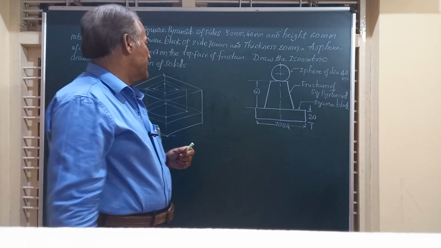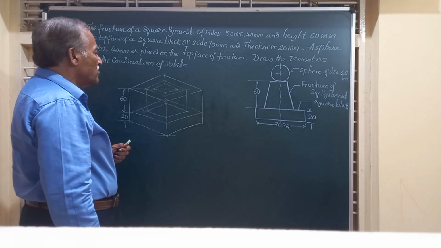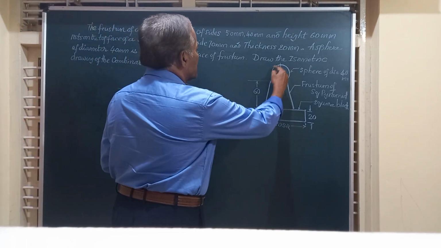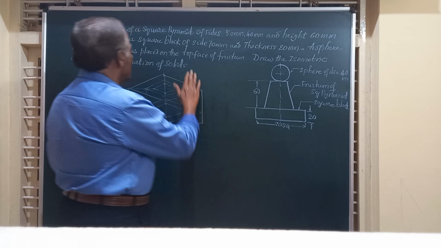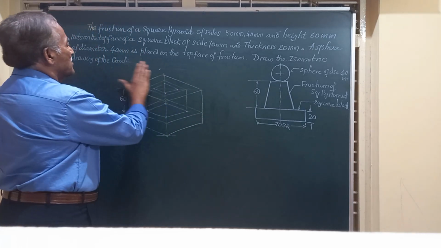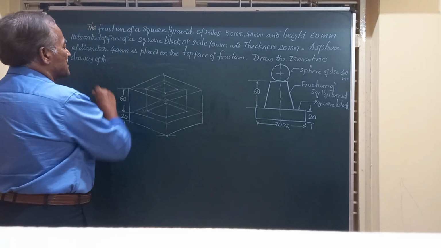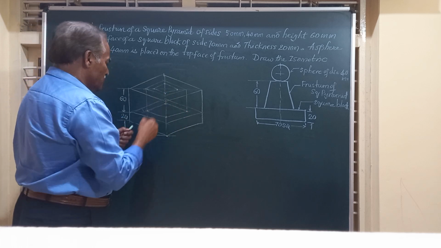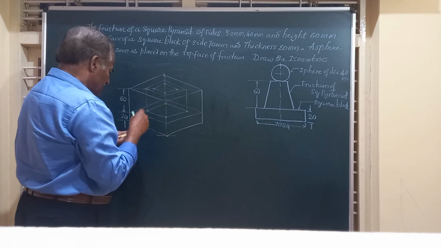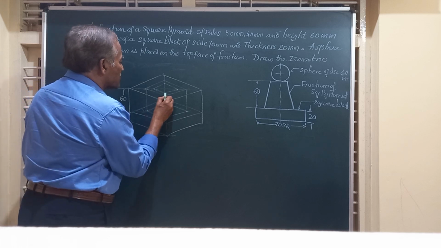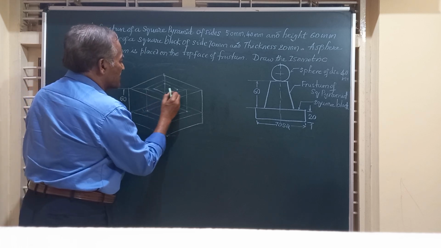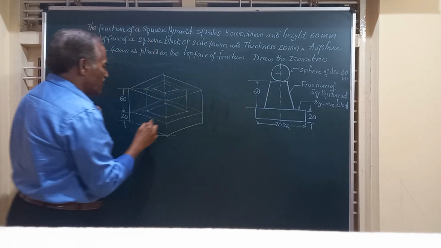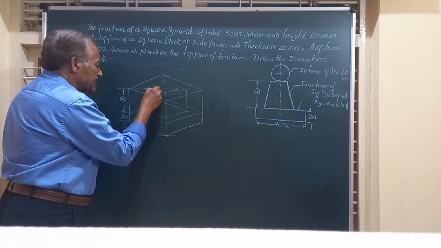Friends, before going to the projection of the sphere, we will complete the isometric drawing of figures 1 and 2. I will show them by thin lines to start with. This is for the square pyramid, and these four slant edges are like this.